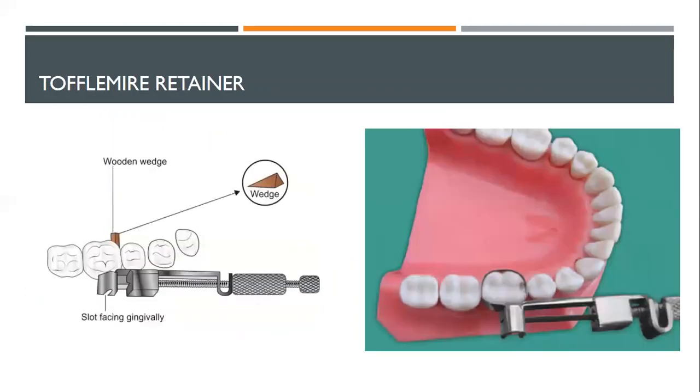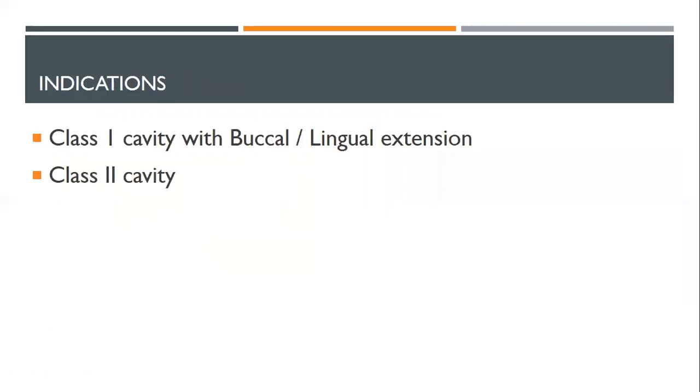So we'll be discussing about it. So this is the entire assembly, and this is the slot of the Tofflemire which always has to face gingivally. The wooden wedge has to come from the lingual or the palatal aspect, okay? And this is how the entire assembly has to be, right? You can see how the matrix band is contouring and properly adhering to the tooth structure so that there is no gap between the gingival margin and the tooth. We cannot see any gap. This is how the Tofflemire retainer has to be placed.